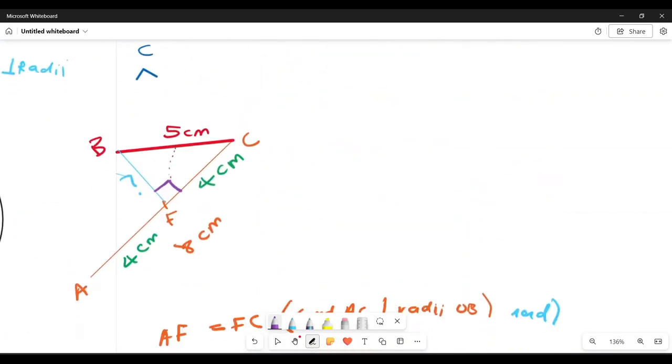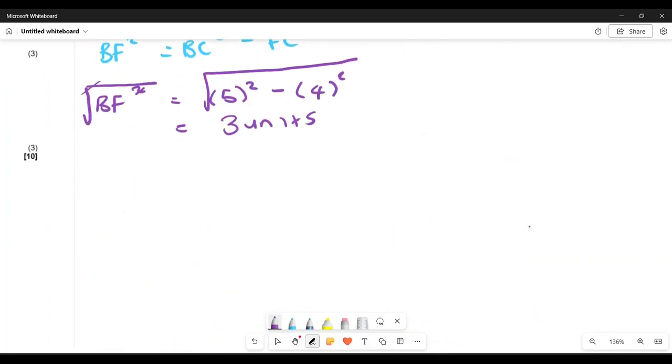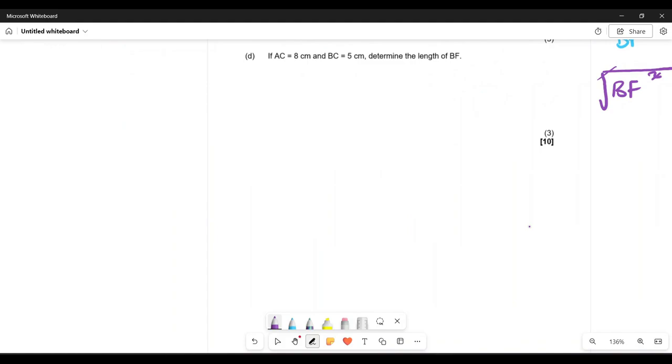So this line BF is 3 units, or rather 3 centimeters, because here our unit is in centimeters. This would be 3 centimeters. So also here, let me write centimeters. And this would be your final answer. And that'll be all for this question.